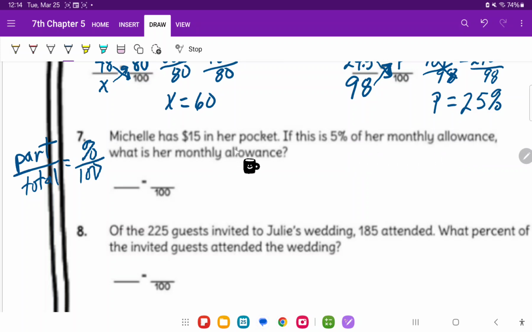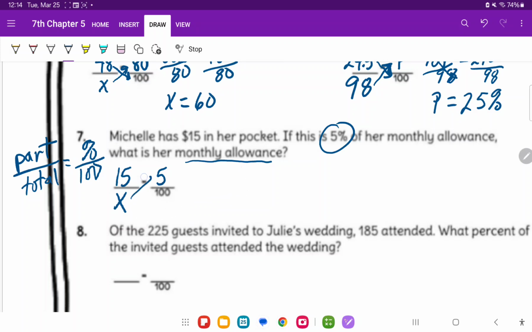So is the $15 in her pocket a part or the total? Well, it's only a part of her total allowance, right? So $15 is the part. We don't know the total, right? That's what we're trying to figure out. What is her total monthly allowance? The percent, though, is 5%. All right, so 15 is the part. The total allowance is the x.